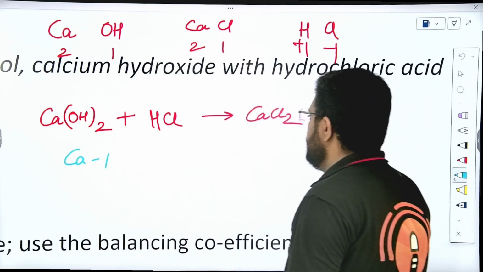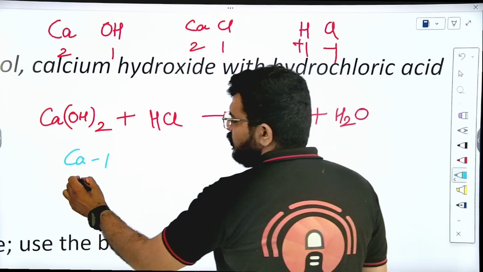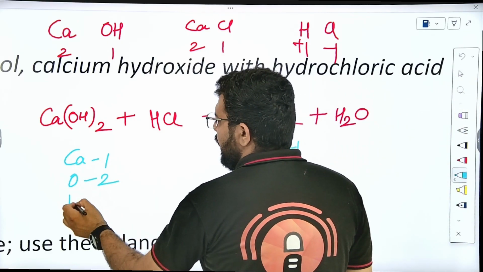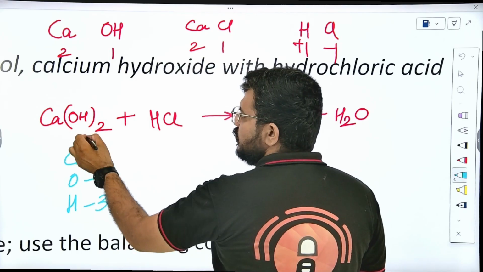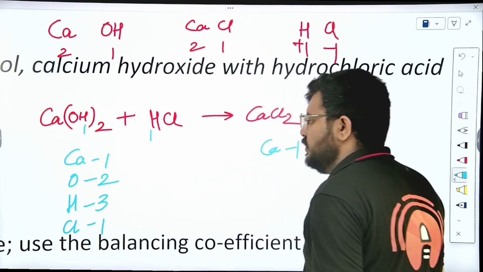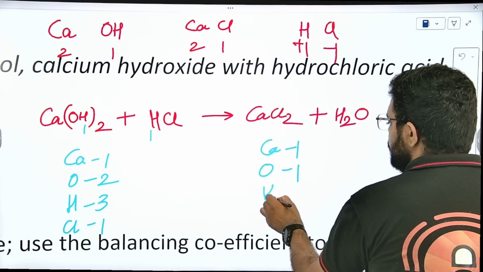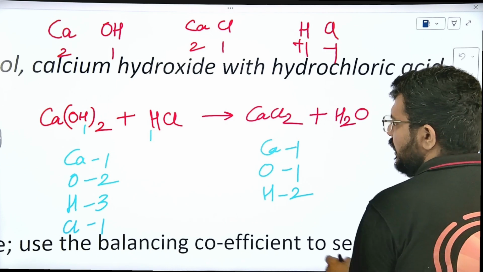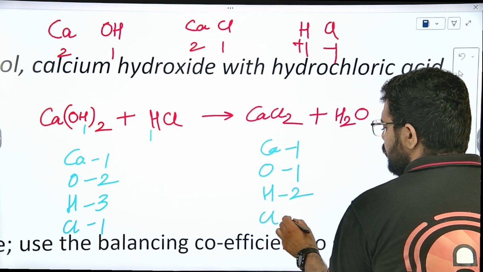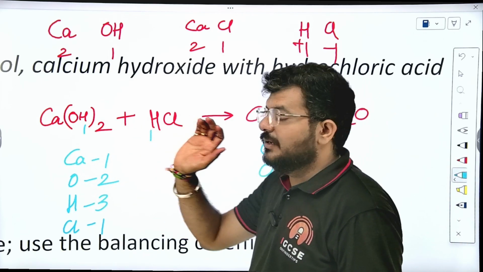Now, let's balance this reaction, and for that we need to understand what is imbalanced. Calcium is 1 over here, calcium is 1 over here. Oxygen is 2 over here, hydrogen is 3 over here, 2 in this and 1 in this, and chlorine is 1 over here. Oxygen is 1 over here, hydrogen is 2 over here, and chlorine is also 2 over here.